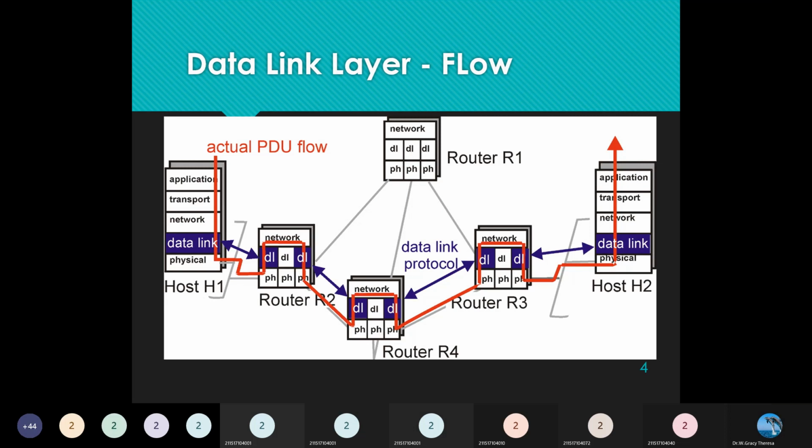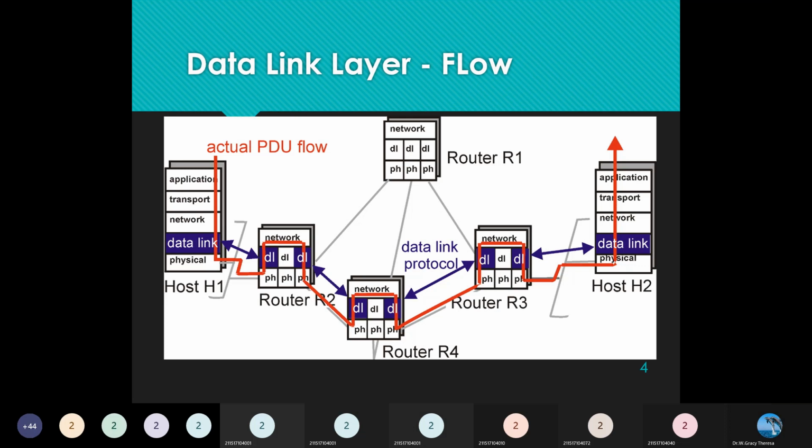So in short, here we are talking about only the two layers, but at host H1 as well as at H2, all five layers of the TCP/IP model are dealt with: application, transport, network, data link, and physical. Host H2 also deals with all five layers. We are now dealing with the second layer, that is the data link layer.